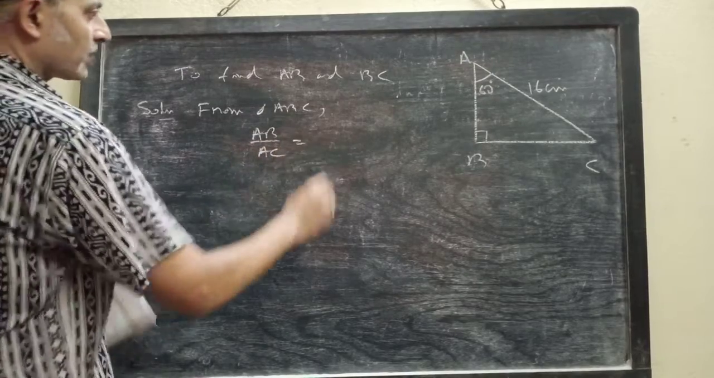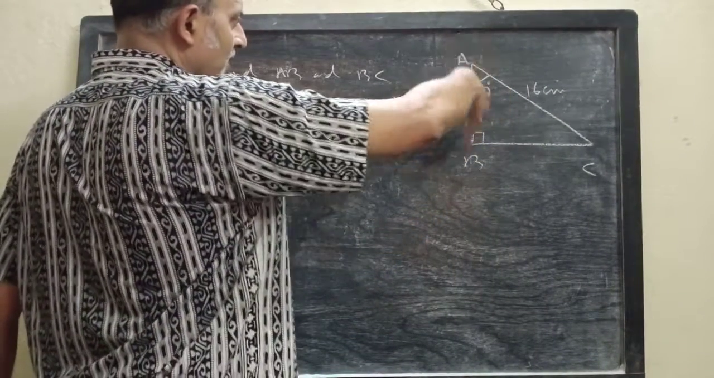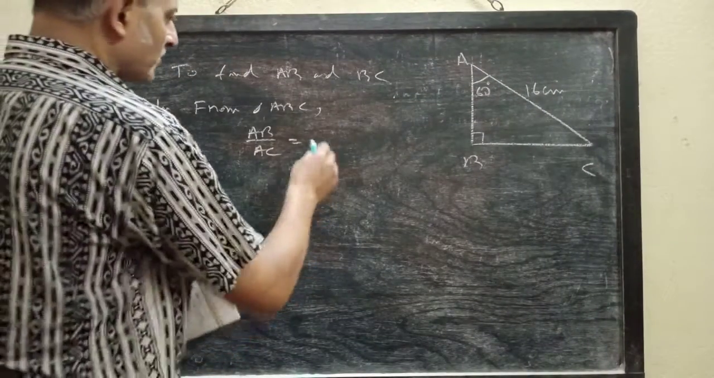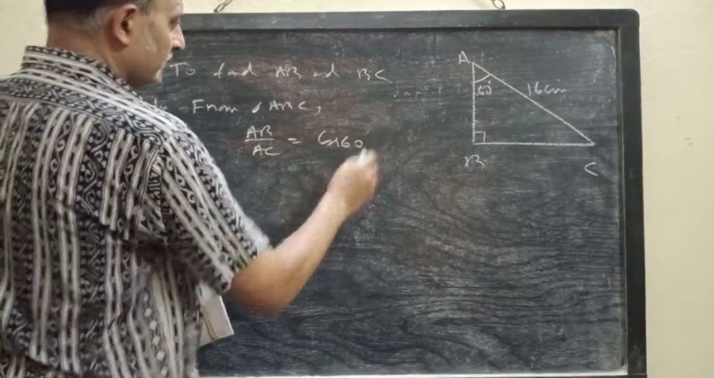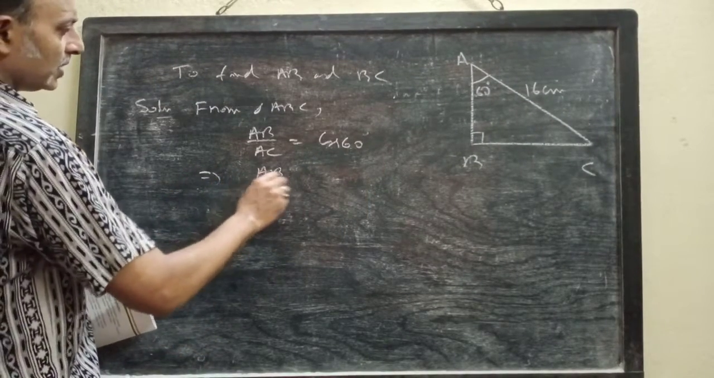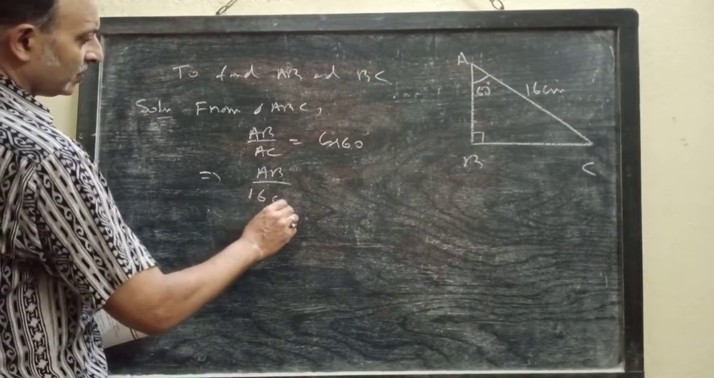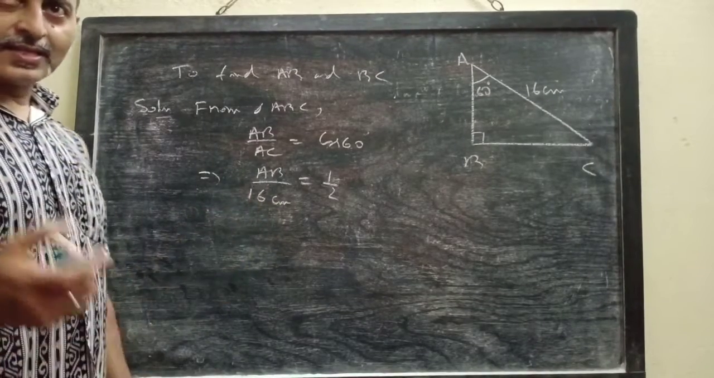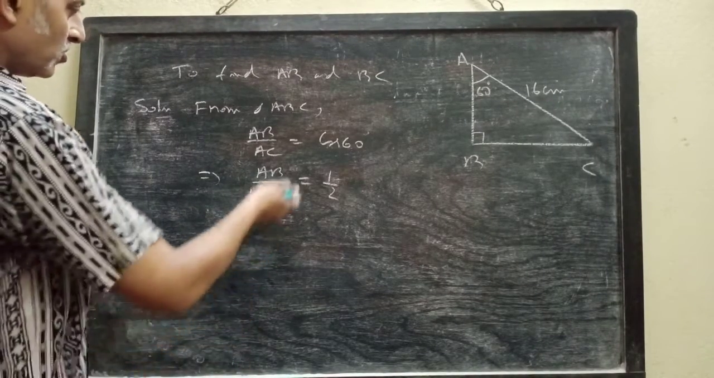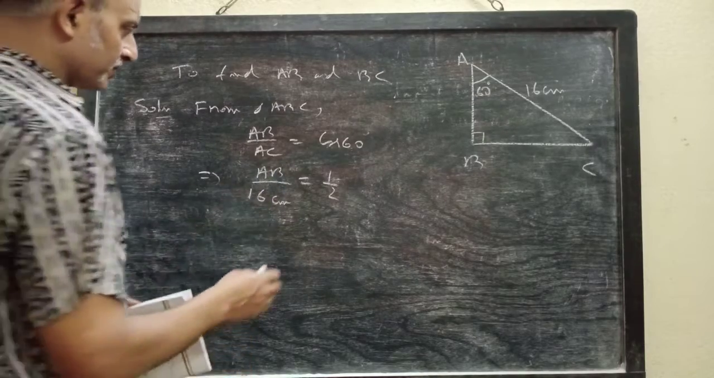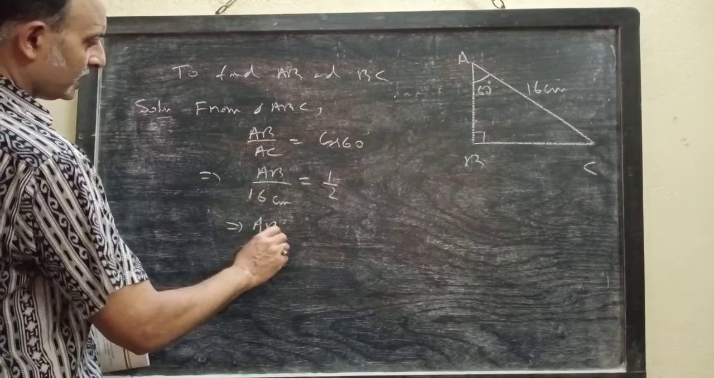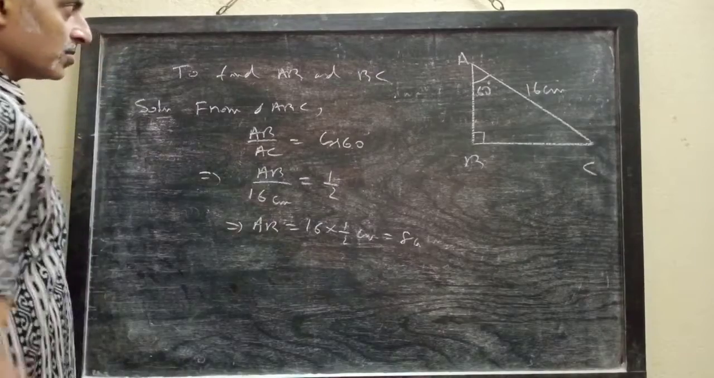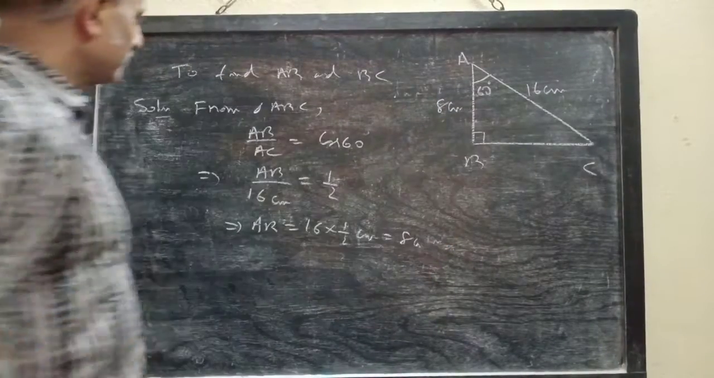AB by AC. Look, if we consider this angle, then AB will be base because this is the adjacent side and this is the hypotenuse. So base by hypotenuse, this will be cos 60 degrees. Now AB by the length of AC, which is 16 centimeters. Cos 60 is half. Here you have to write centimeter because AB is the length of one side, it has a unit. That implies AB equals 16 into half centimeter, that is 8 centimeters. So we get the length of AB as 8 centimeters.